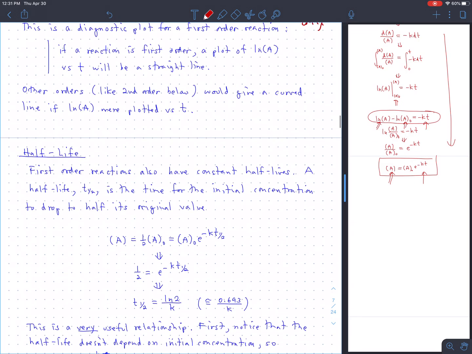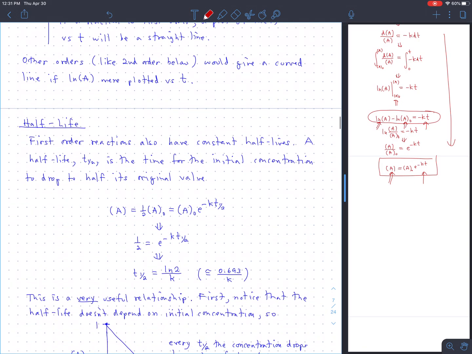All right, there's another useful concept that goes pretty much mainly or only with first-order behavior. Let's suppose we ask, how long does it take for the initial concentration of A to decay to half of its original value? So here's A0. Here's a half A0. How long does it take, and here's the time it took here, to get to that point where you've lost half of your initial concentration? That's the half-life.